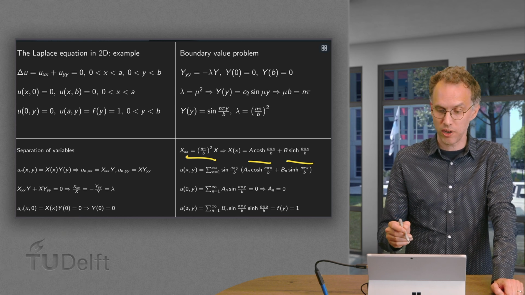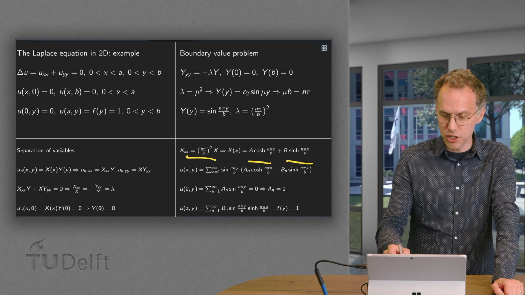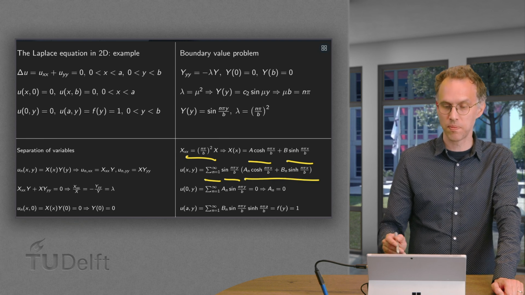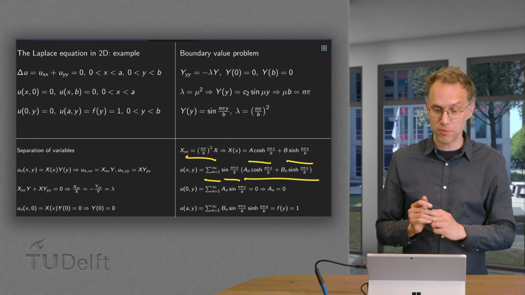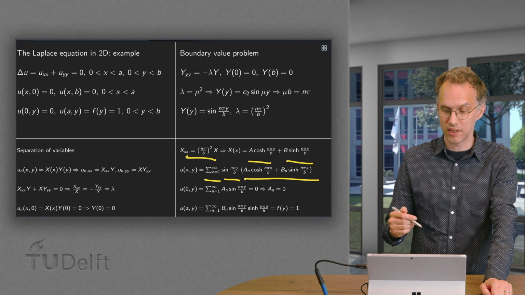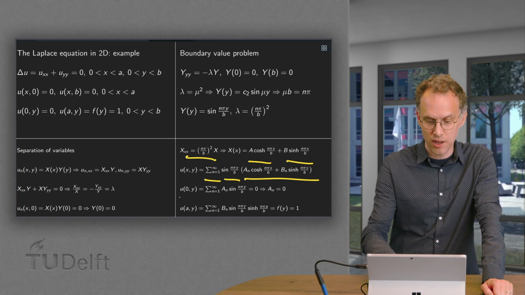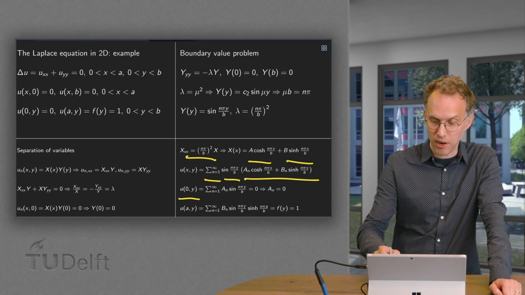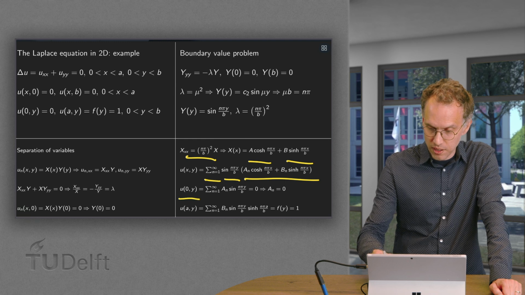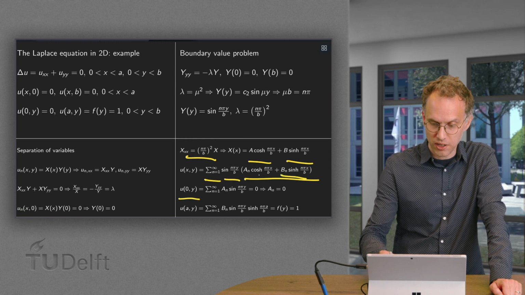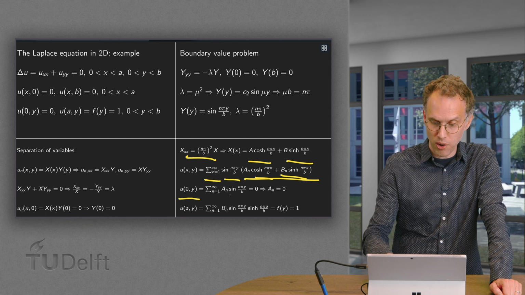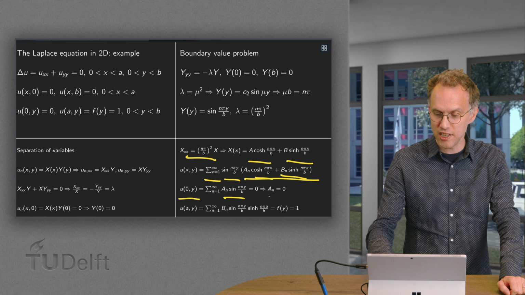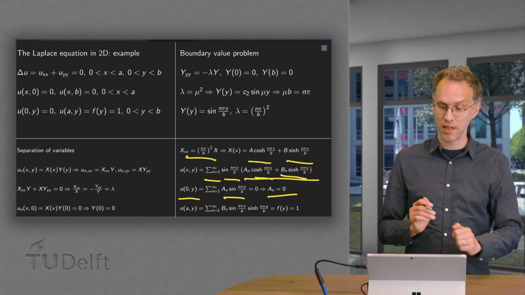Now we plug it into our u of x and y. So we get the sum from 1 to infinity of Y_n of y times X_n of x. Then we use our first boundary condition, and that's where the hyperbolic functions shine. u(0, y) equals 0. Because if x is 0, the sine hyperbolics drop out and the cosine hyperbolic equals 1. So you only have a_n sine n pi y over b has to be equal to 0. So you immediately have that your a_n's are 0.